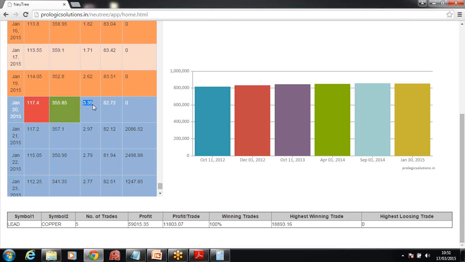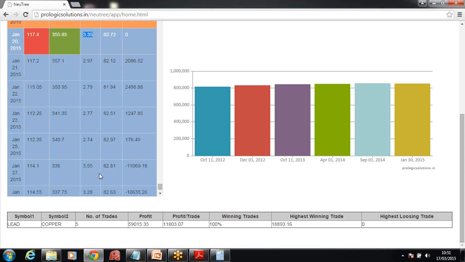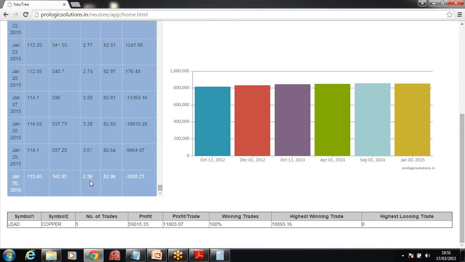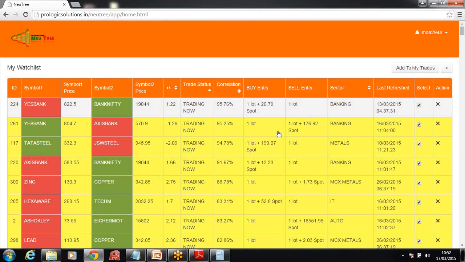It started at 3.35 and then continuously, for 3 or 4 days it fell down and then it went up again. So now it is at 2.36. So we should be watching at the end of the day what happens to this. But here the advantage is 100% winning trades. There is no losing trade at all. Once we get the data from 2003, I think NCDEX opened in 2003, we'll have much better calls here also on the commodity segment.